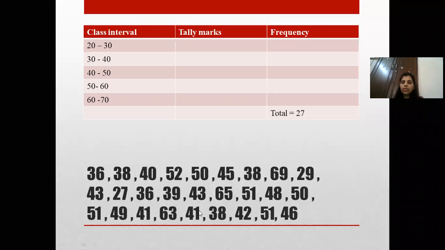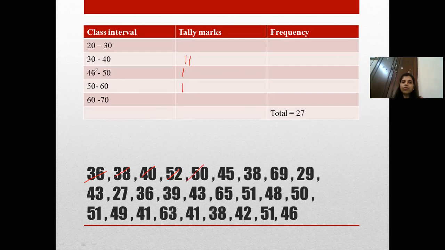So here you can see 36. We cancel it; it is 30 to 40, so it will be over here. 1. 38, we cancel over here. Then 30 to 40 here. Then 40, as I told you that 30 to 40 is going to end at 39. So 40 means you are going to place it in the next class. So 40. Then 52. Cancel 52, so 50 to 60 here.